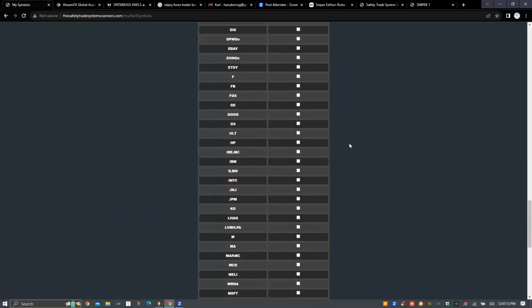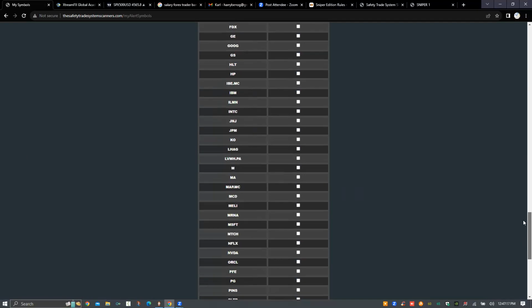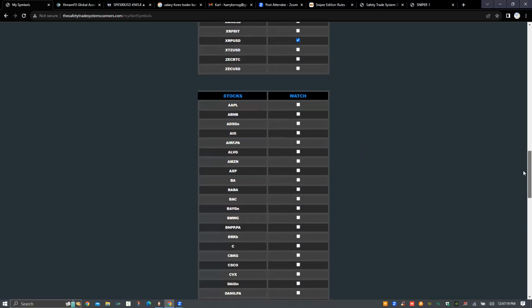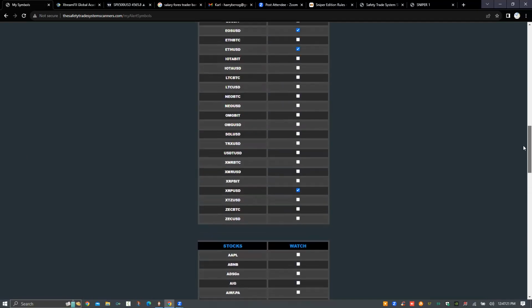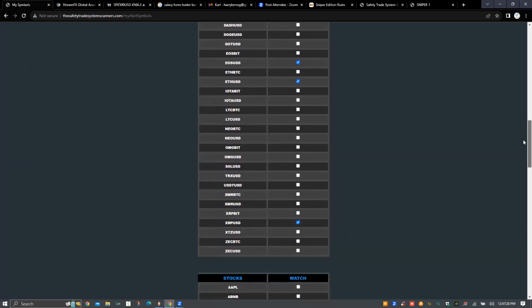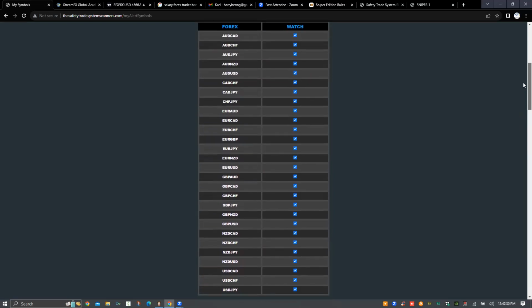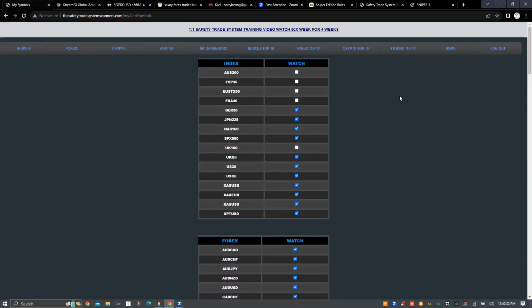For example, I don't trade any US stocks. You could see all of that is blank. So I'm not trading any US stocks. The last section is stocks, not just US stocks, but stocks. And then the second section is cryptos. You see, I've selected a few cryptos. And then the other section is the Forex pairs. I've selected some, and then the top section is the indices. I've selected some of those.